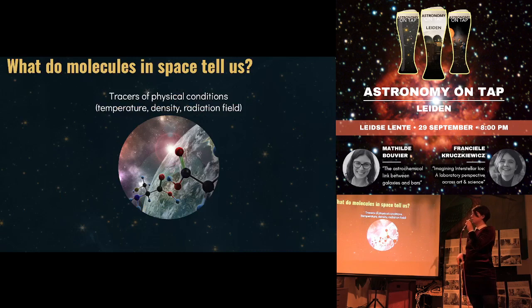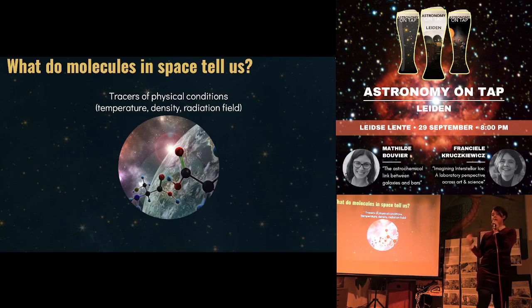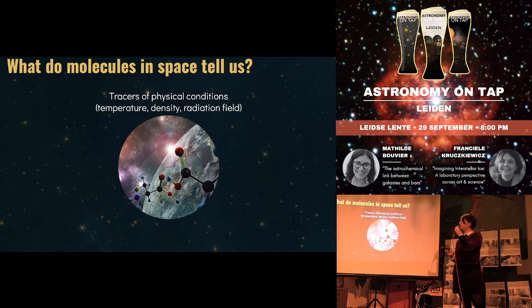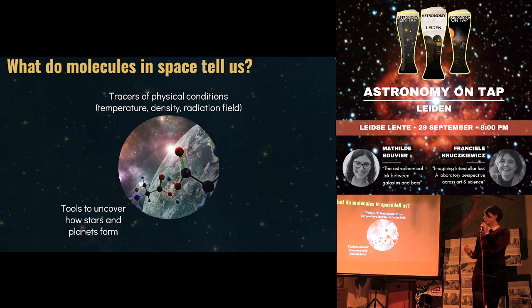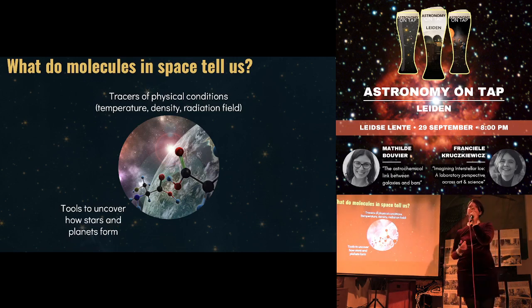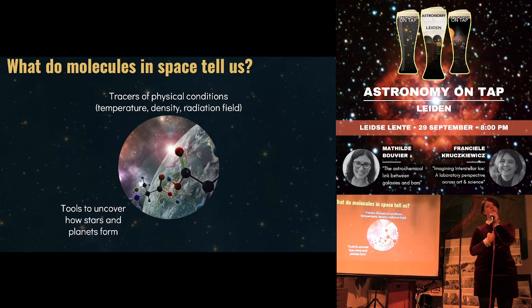These molecules are interesting for us. They are good tools because, first, they are good tracers of the physical conditions of the environments where we detect them. We saw a few examples in the talk before. They can give us information about the temperature, the density and the radiation field of nearby stars. They are also tools to uncover how stars and planets form, which for me is the most beautiful part, because we can understand, for example, how our solar system was formed in the past.